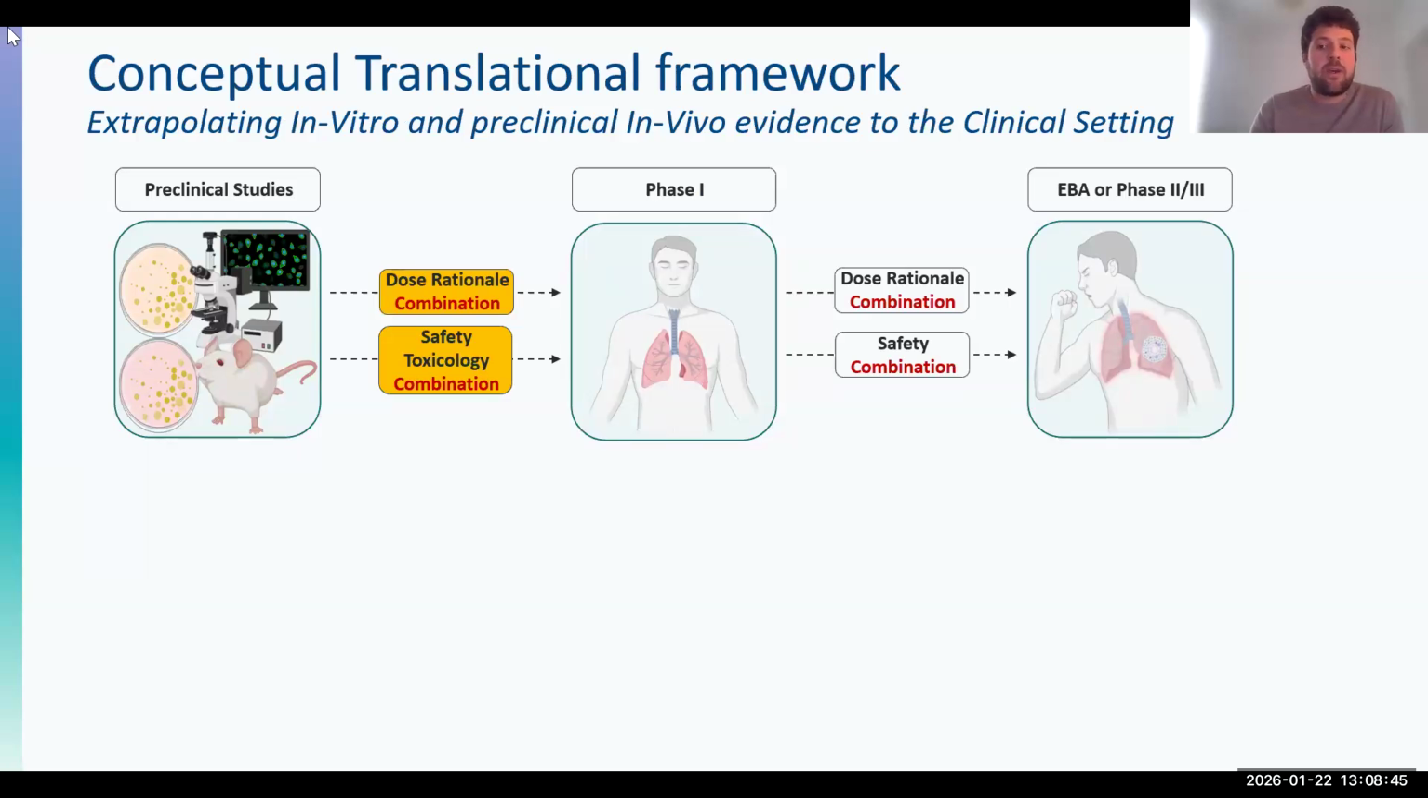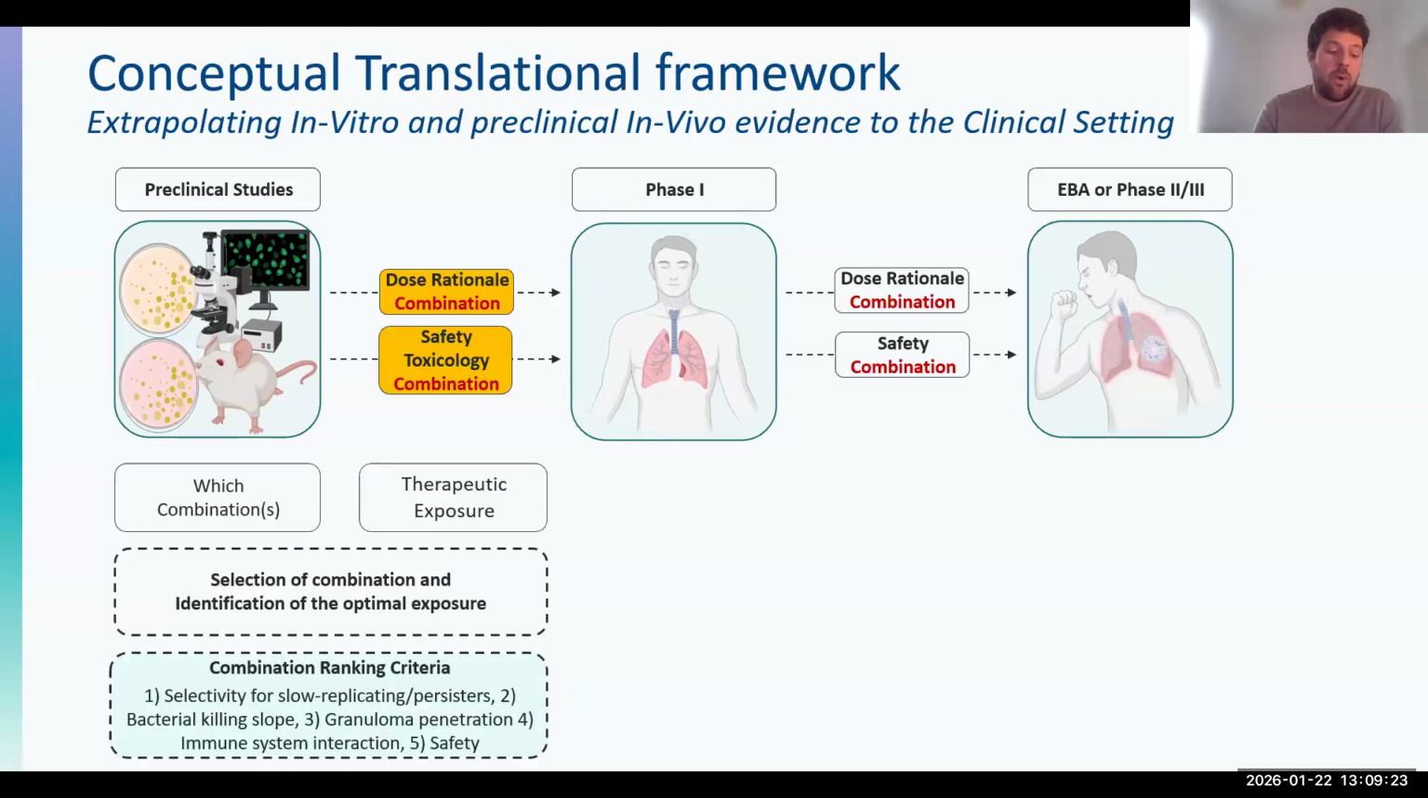has been built. Because the idea, and the concept is quite simple, is we need to think in terms of combination regimen rather than monotherapy, and we need to think in terms of therapeutic exposure rather than dose selection, starting from the very earliest preclinical experiments, in order to try to establish at each stage both experimental and analytical approaches that are capable of identifying and selecting a regimen based on what?